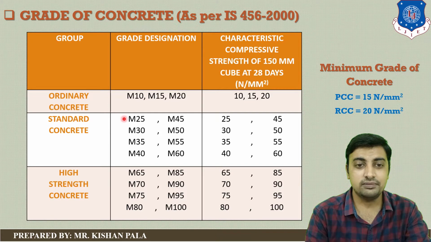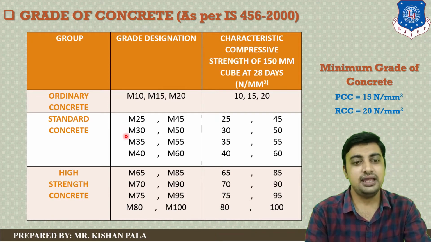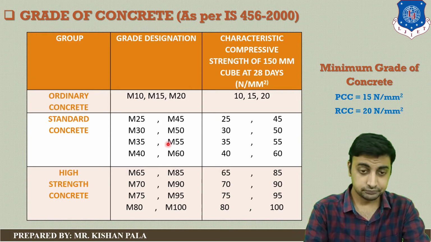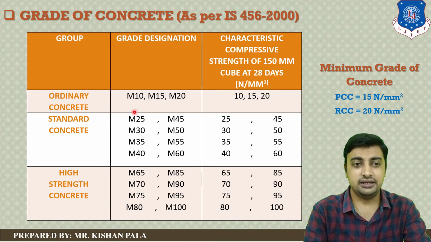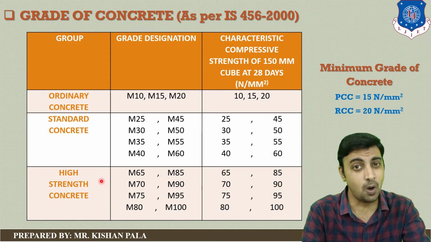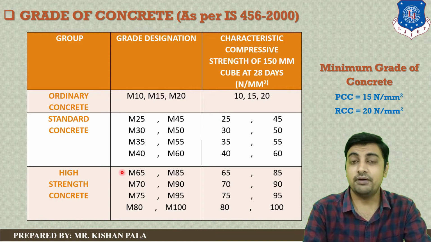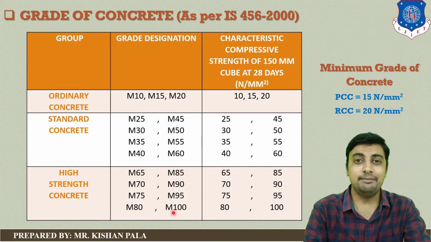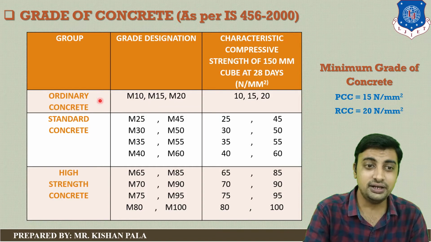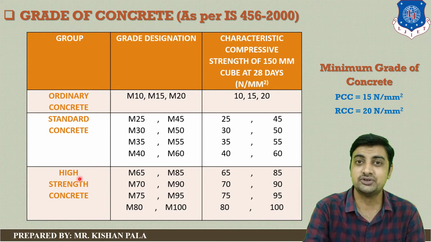and in the standard concrete, M25, M30, M35, M40, M45, M50, M55 and M60. These grades are covered in the standard concrete. If we talk about the high strength concrete, it will start from M65 and reach M100. It means you can see groups are divided into three types: ordinary concrete, standard concrete and high strength concrete.